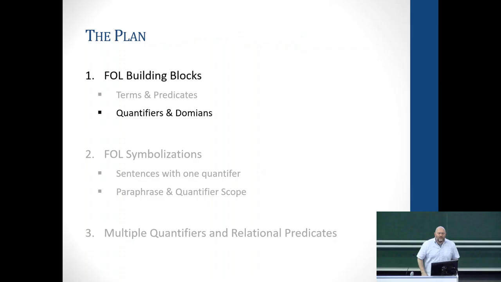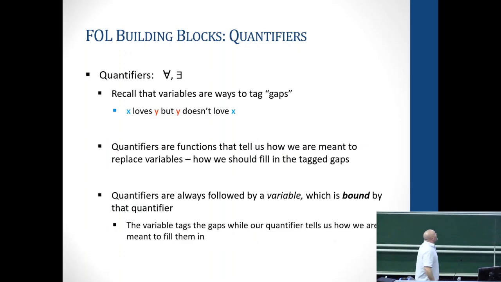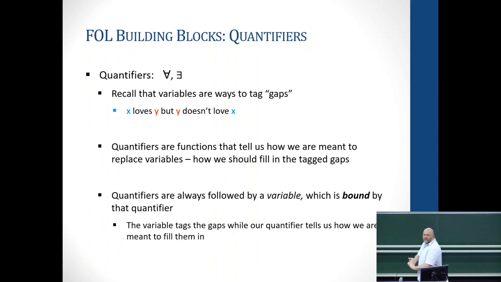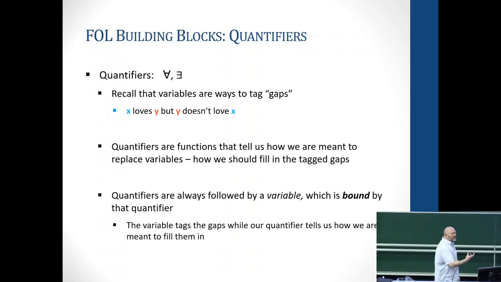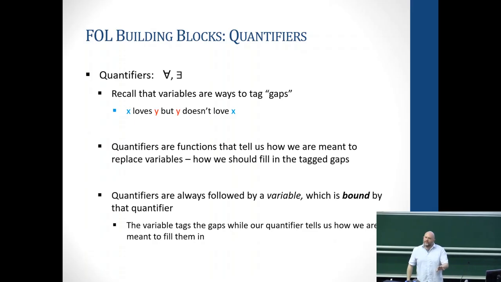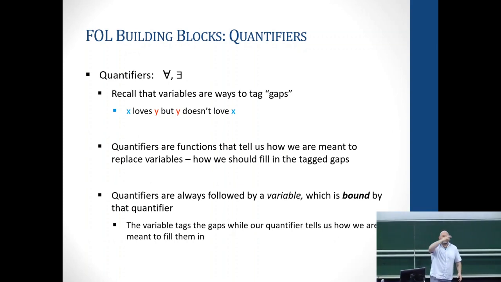All right, so let's talk about quantifiers. We've got two quantifiers. We've got our upside down A and our backwards E. These are going to be intimately bound up with variables. Remember, as I said, variables are ways for us to tag gaps. Quantifiers are the functions that tell us how we're supposed to fill in these gaps. Who can replace the variables? What this means is that quantifiers, whenever we write them, will always be attached to a variable, and variables will always be associated with a relevant quantifier. Because the variables are labeling the gaps, the quantifier is telling us how to fill them in.